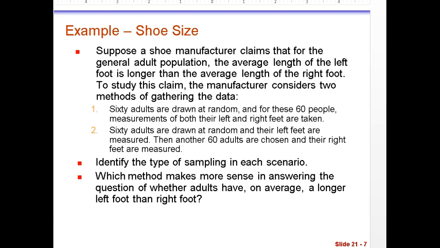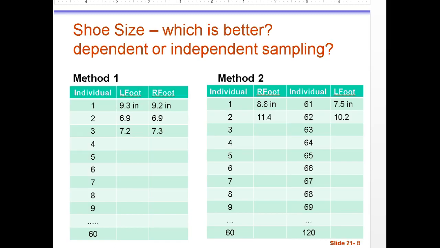So first of all, in the first scenario, 60 adults are drawn at random, and for these 60 people, measurements of both their left and their right feet are taken. I've set up a little table here, and method number one describes what's going on. So we take 60 individuals, going all the way down to 60, and for individual number one, we measure that person's left foot. We also take a measurement of that person's right foot.